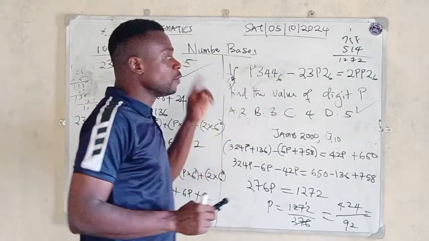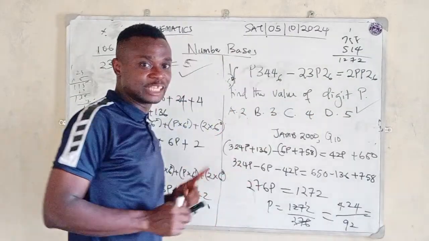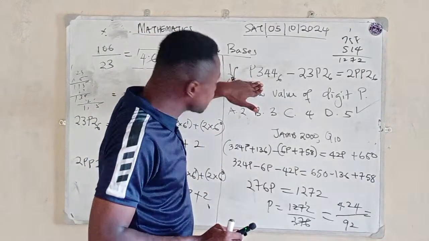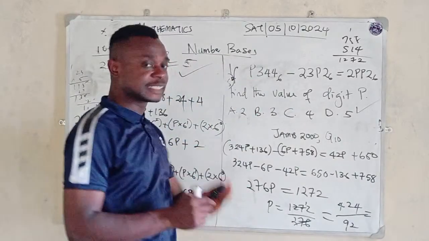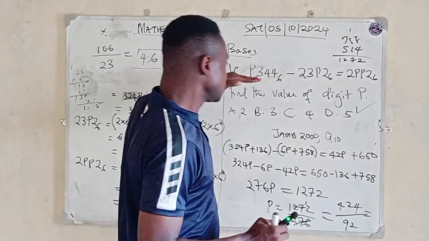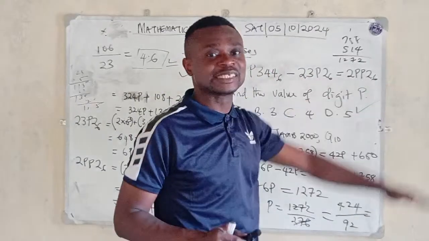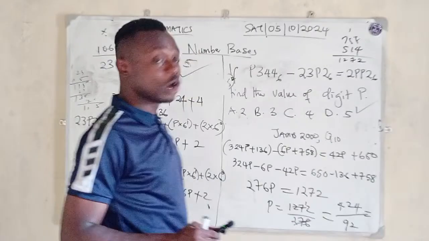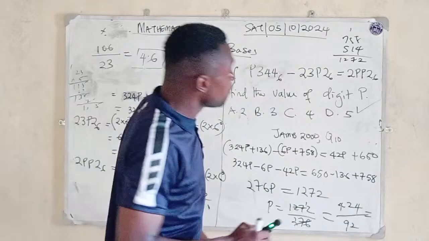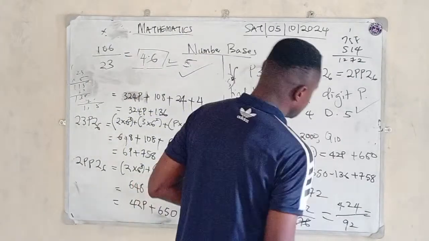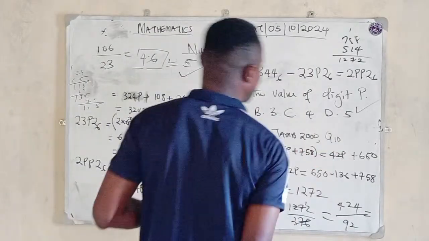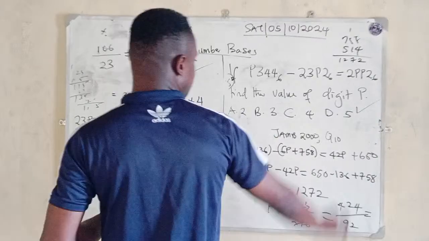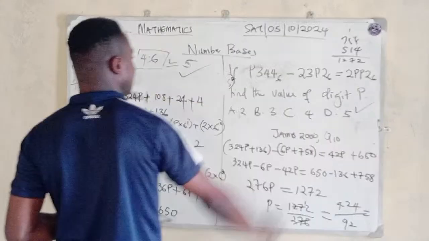In our next class, next week Saturday, I will solve the same question. Instead of moving it to base 10, I will solve directly in base 6 and see what the answer will look like. But basically, the answer is B. The value of B is approximately 5.